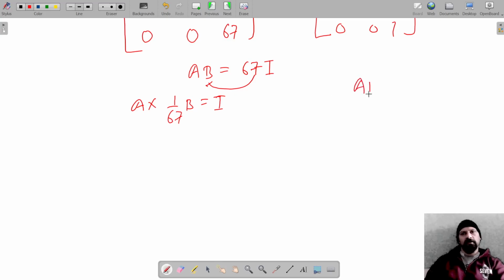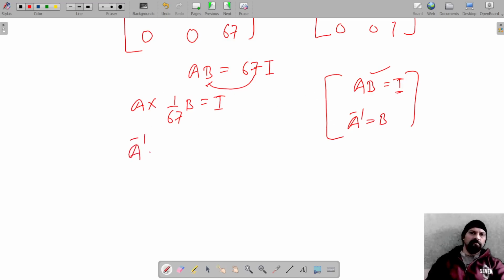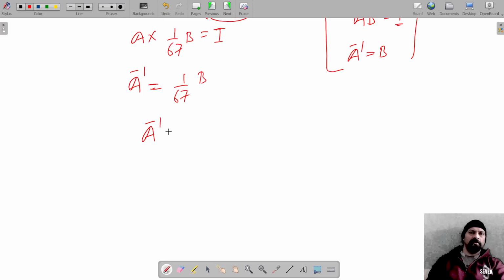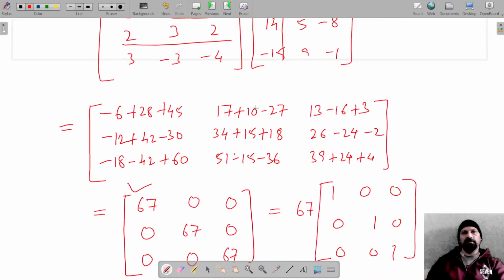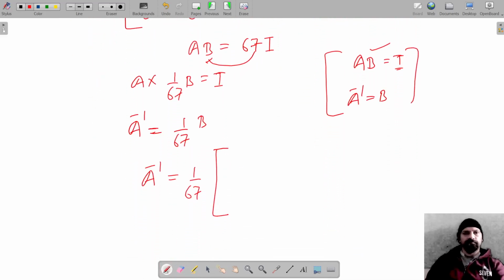Now we know that if AB is an identity matrix, then B is the inverse of A. So that means here A into 1 by 67 into B is the identity matrix, so the inverse of A is 1 by 67 into B. So we have got our A inverse. A inverse is equal to 1 by 67. Let's write down the matrix, the B matrix, or let's leave it as it is.